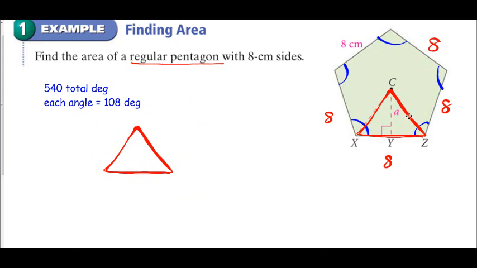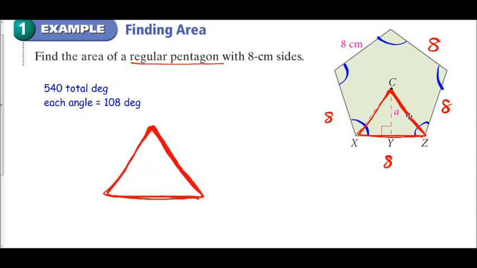So we've got this triangle here, and the next question becomes, what is the measure of this angle here? I'll put 2 arcs through it. If this whole angle here, the blue one, is 108, then this must be half of that. So half of 108 is 54 degrees. We know that this bottom piece all together is 8, and we're in pretty good shape if we can figure out the area of the red triangle.